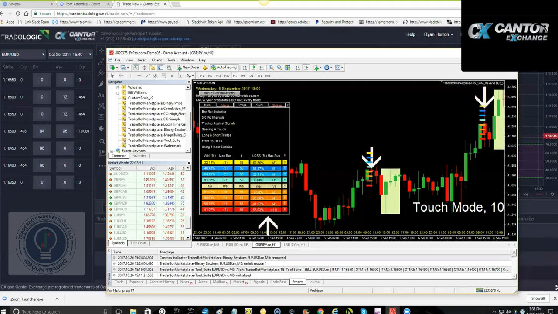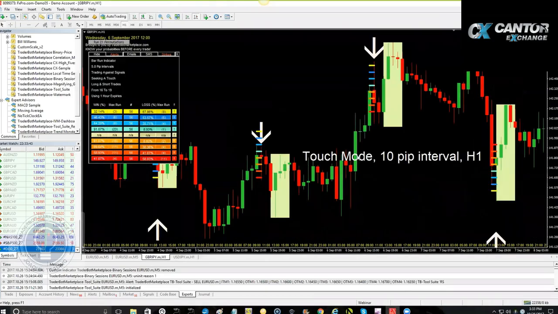So here is something we're looking at here. We're looking at something called a touch mode. Now, what if you don't want to let a binary expire? What if you want to take a profit? Well, we can see that too. And how often does price touch a certain area? Well, we'll talk about OTMs right now. I know that price is going to touch 5 pips down on every one of these signals 91% of the time. Does that mean I want to take that trade? No, it does not.